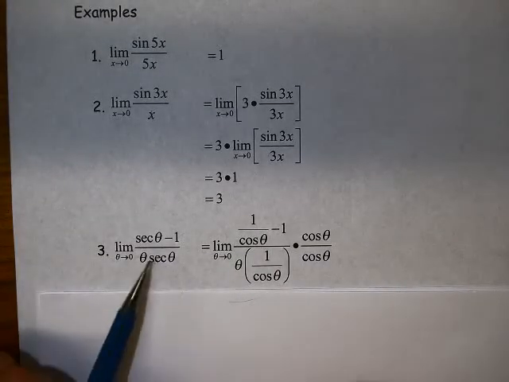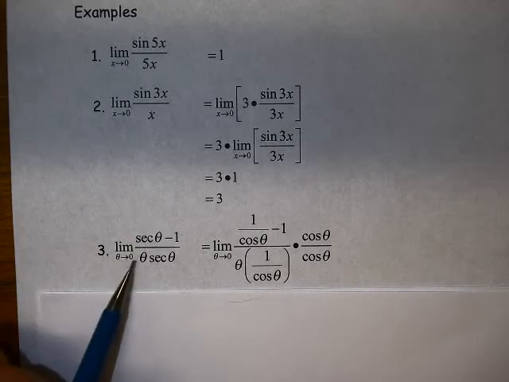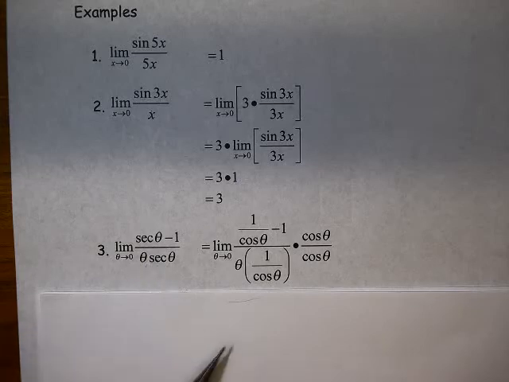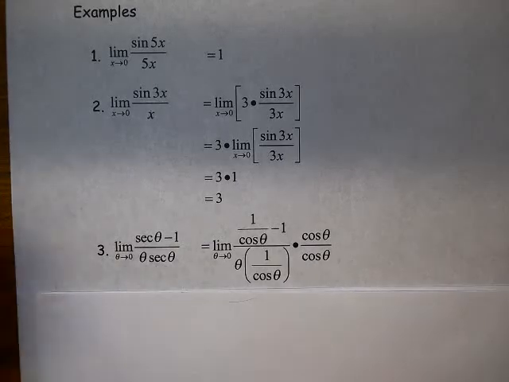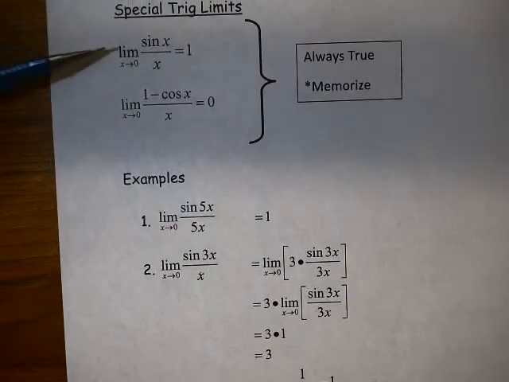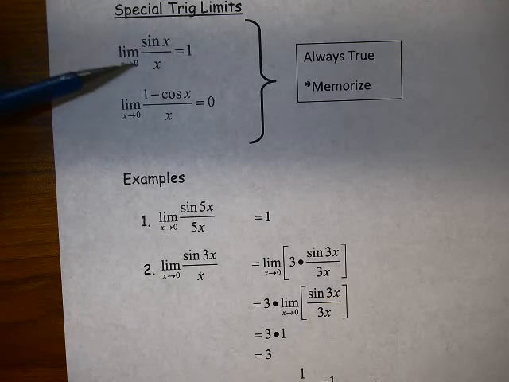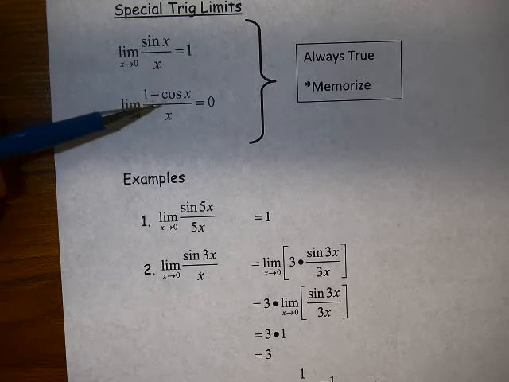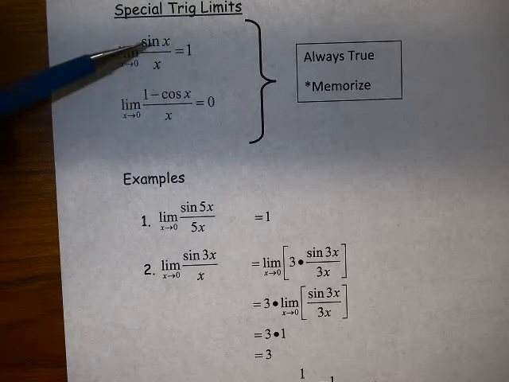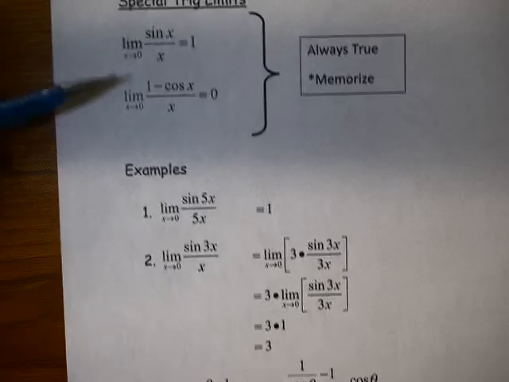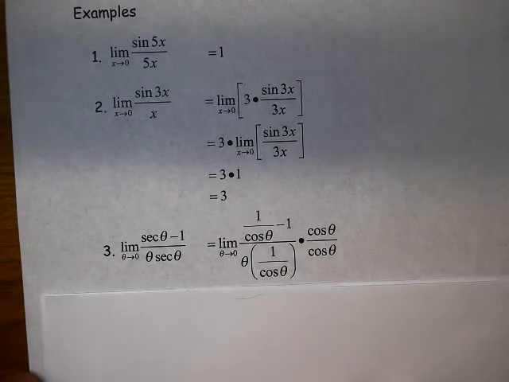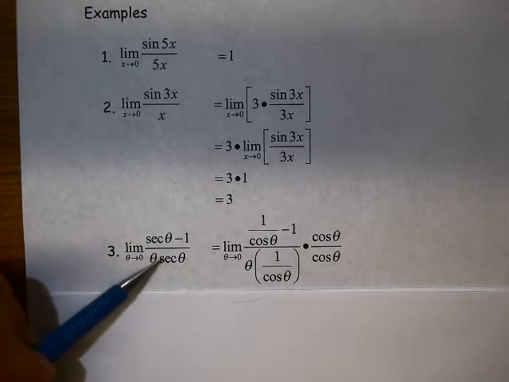Here I start off with the limit as theta approaches 0 of secant of theta minus 1 over theta times secant theta. These get a little bit more complicated. Notice that for our special trig limits, I'm going to look up here again, I have a special trig limit for sine of x over x, and I have a special trig limit for 1 minus cosine of x over x. So both my special trig limits are in terms of either sine or cosine. That gives me a clue as to how to approach these. Most of the time, the way to go is to try to turn these into sine and cosine, and then go from there. So I'm going to do that.